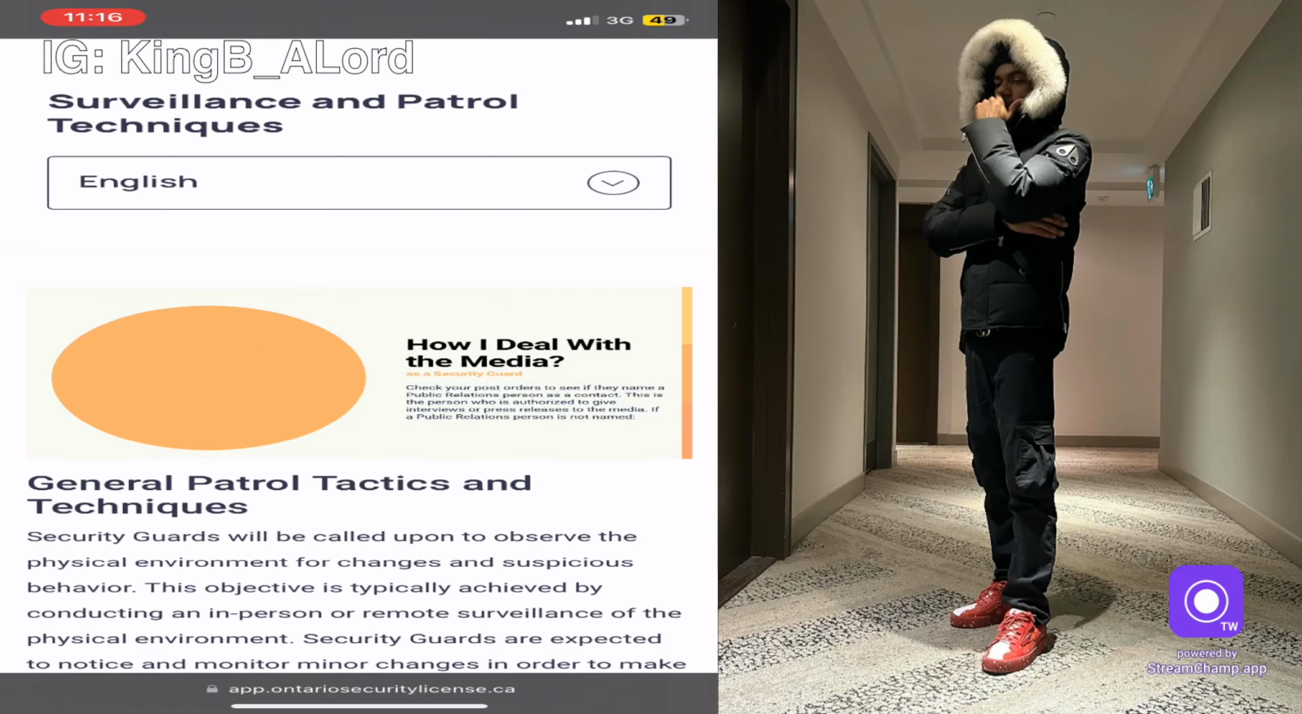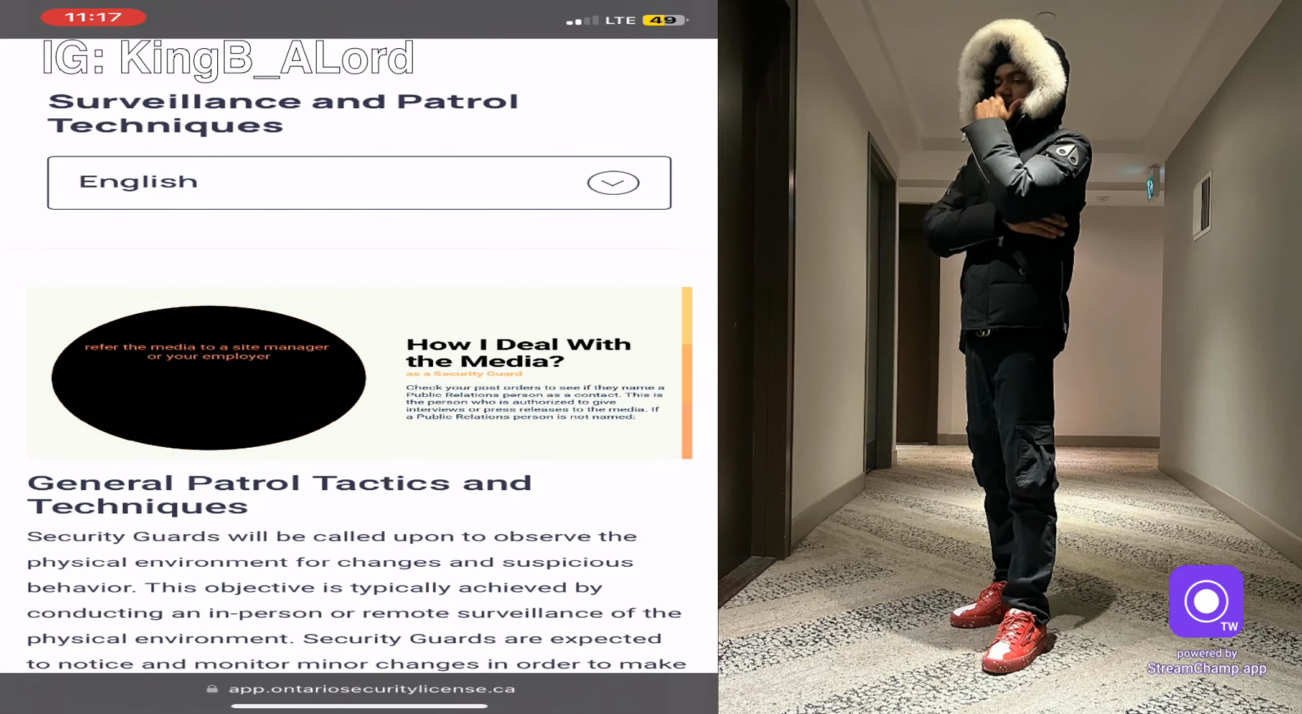Check your post orders to see if they name a public relations person as a contact. This is the person who is authorized to give interviews or press releases to the media. If a public relations person is not named, refer the media to a site manager or your employer. Do not make any statements or give your personal views, even if they tell you it is off the record. Do not fall back on the no comment answer, as that can be used against you.